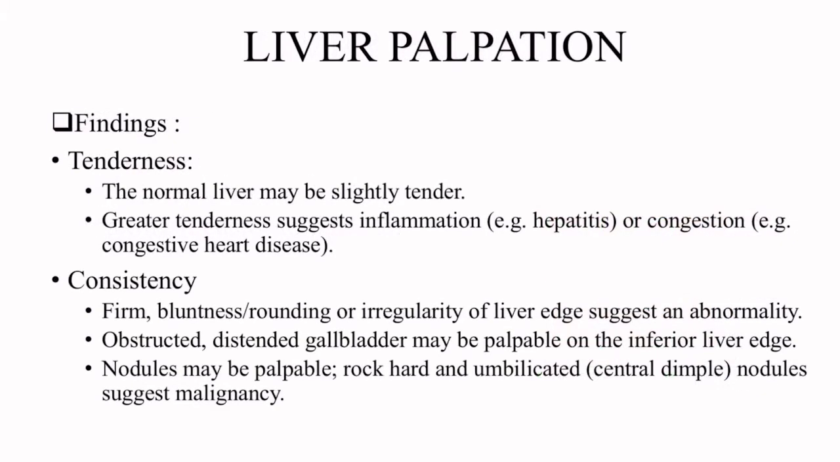The findings. Tenderness: the normal liver may be slightly tender. Greater tenderness will suggest inflammation, for example hepatitis, or congestion, for example congestive heart disease. Next, consistency. If there is firmness, bluntness, rounding or irregularity of the liver, this suggests an abnormality. If there is an obstructed and distended gallbladder, this may be palpable on the inferior liver edge. And if there is tumor or malignancy, there is presence of nodules, and these nodules may be palpable. They are rock hard and umbilicated nodules.